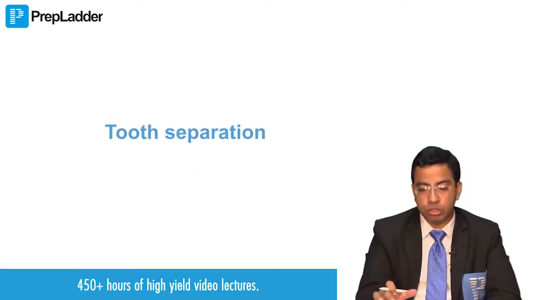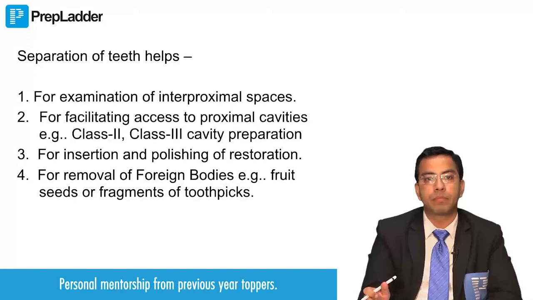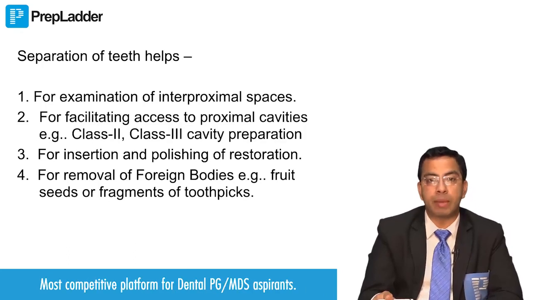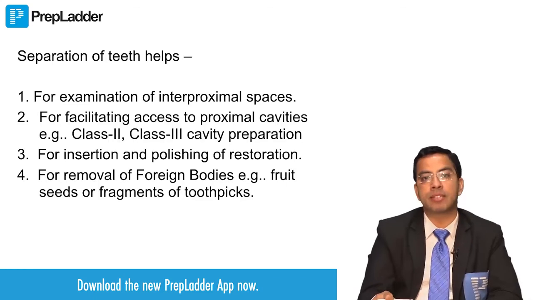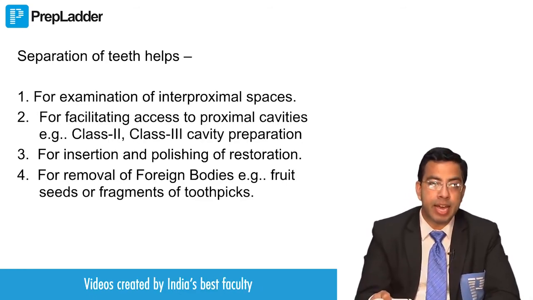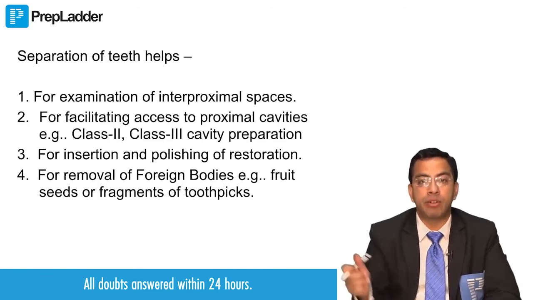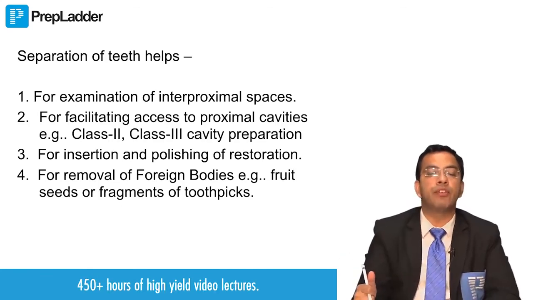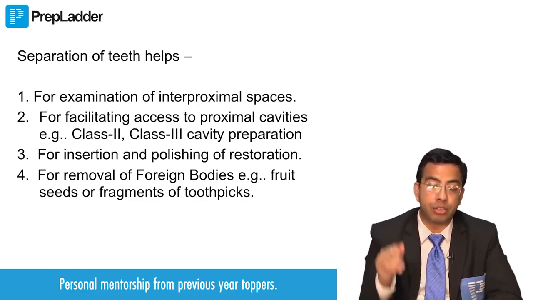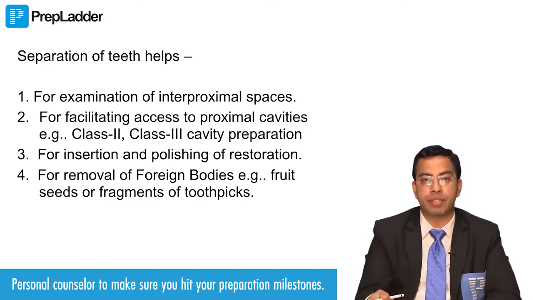A little bit about tooth separation. Why do we need tooth separation when we are placing a matrix? You do tooth separation because it helps in the examination of the interproximal spaces. Supposedly, if you are not sure whether the caries is there on the interproximal area or not, and your explorer is not able to give you the exact picture, then you achieve some amount of tooth separation so that you can actually see the proximal surface.